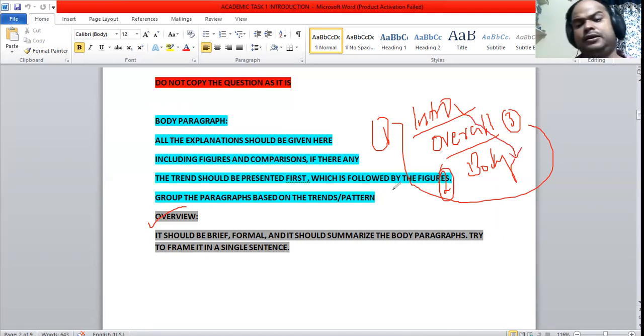So whatever it is, these three are the components of academic task 1. We should have a clear cut introduction which addresses the picture. We should have a clear cut overall which gives you the trend and the actual figures, and we should have the body paragraph explained there. Okay, so that's it.